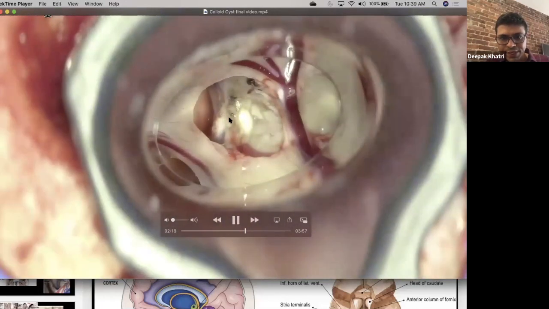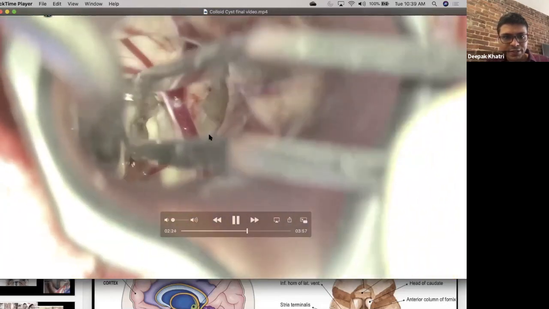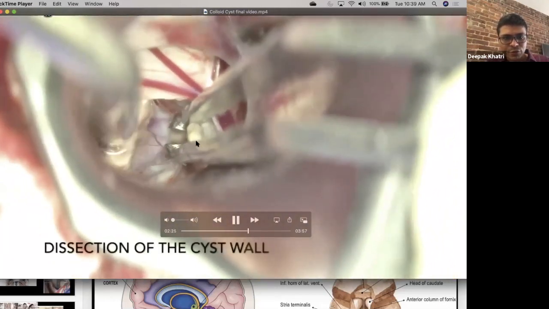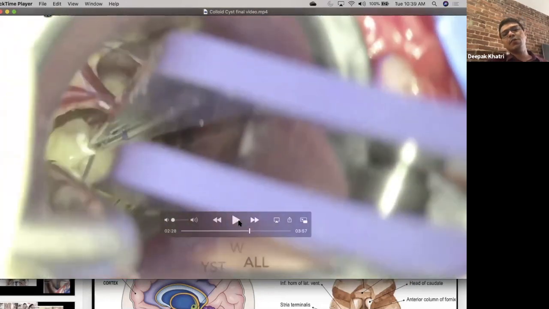So we can appreciate the colloid cyst on the left side here. These are the tumor forceps which we use. Basically, there is another important technique when we are operating on tumors. One is internal decompression, which we discussed, and that is one important surgical strategy. Another important strategy is traction and counter traction.